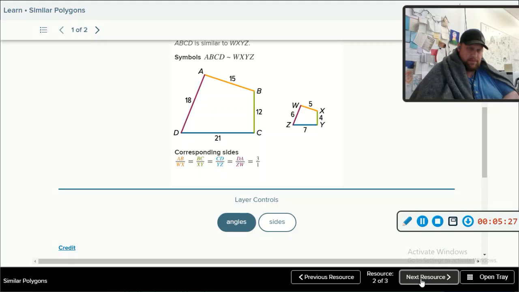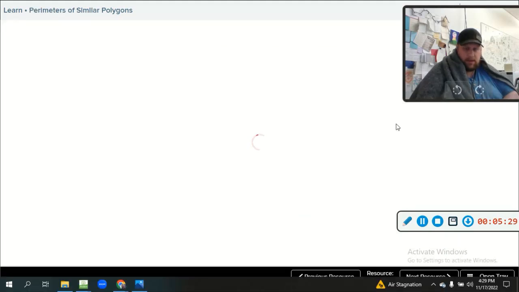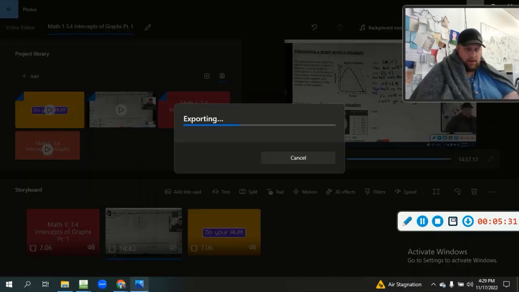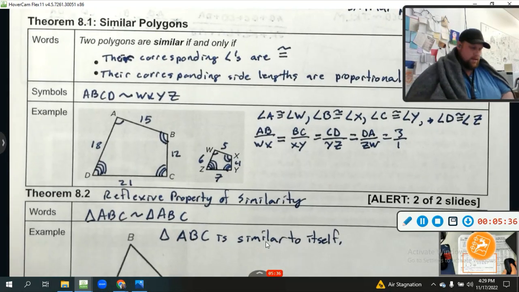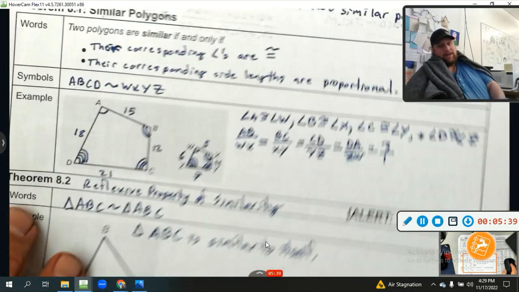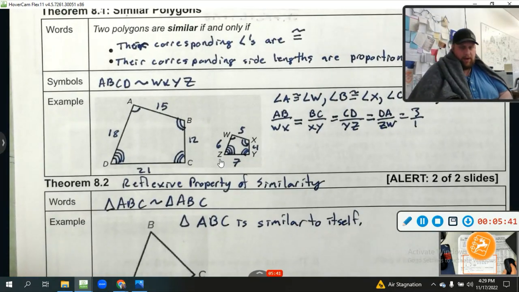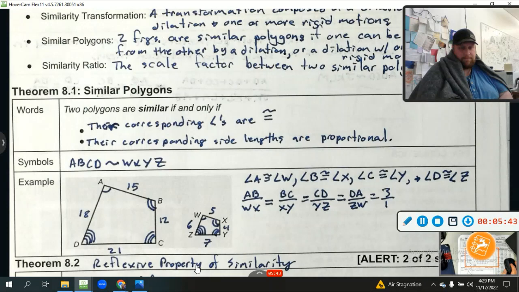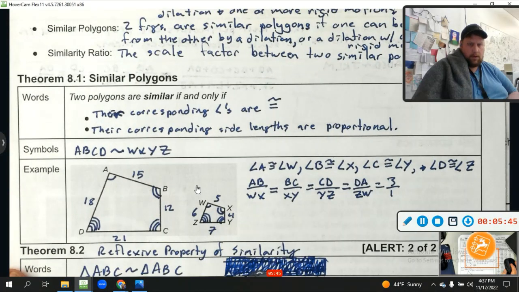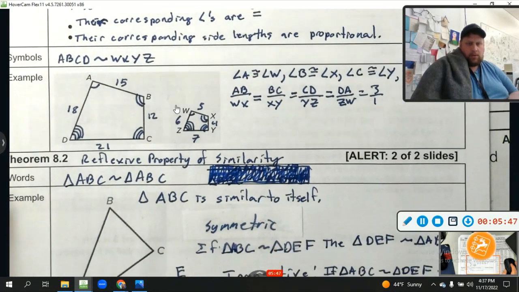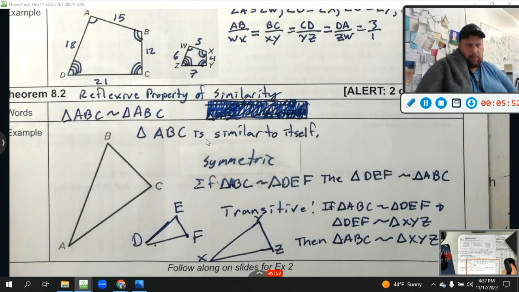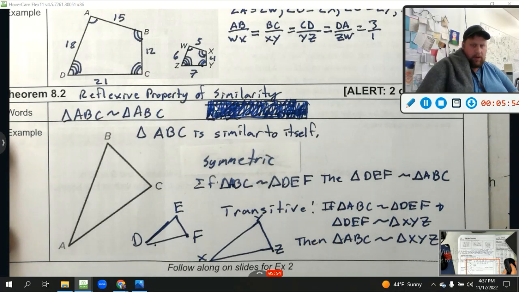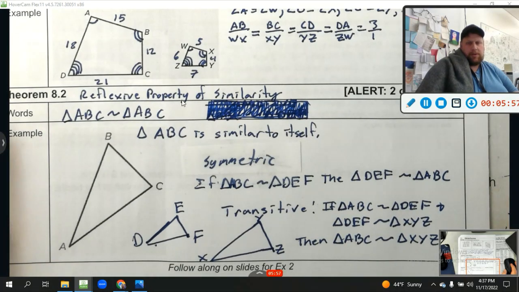We have theorem 8.2 as well, which is the properties of similarity, but there's really three of them. There's reflexive, symmetric, and transitive. The reflexive property of similarity just says triangle ABC is similar to triangle ABC. It's similar to itself. Next, we have the symmetric property, which says if triangle ABC is similar to triangle DEF, then we can say that DEF is also similar to ABC. That's what it's saying right there.